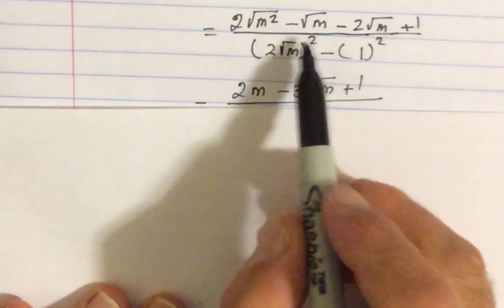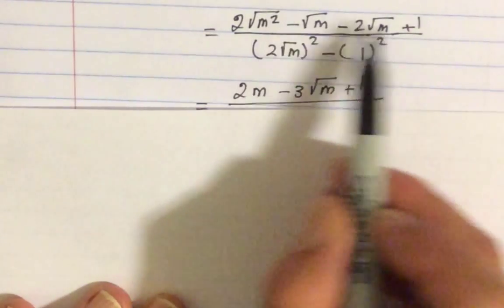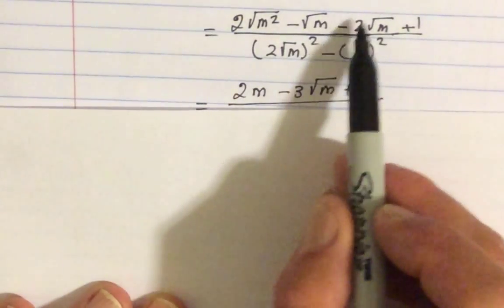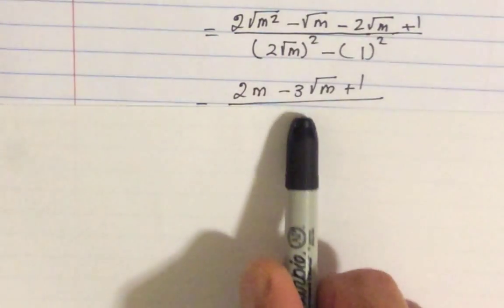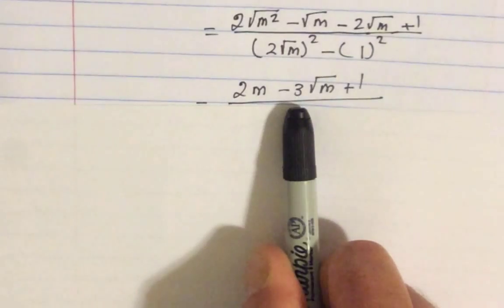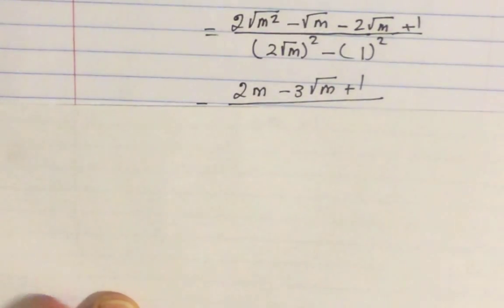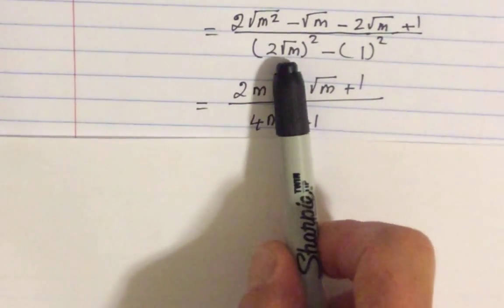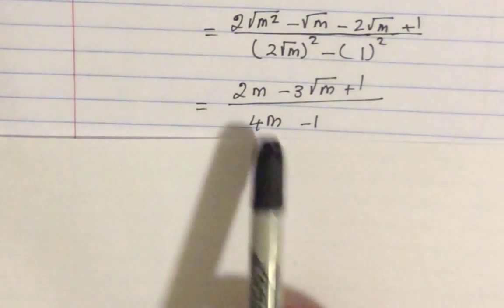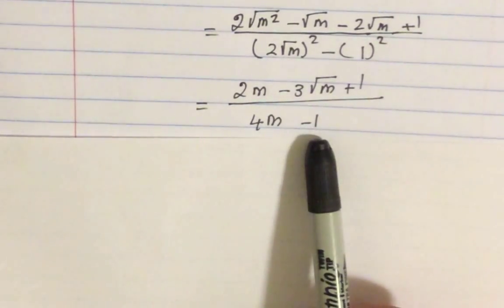These two are alike. Negative square root of m and negative 2 square root of m. They have the same radical. So you lost 1, then you lost 2, so actually you lost 3 of them. So you can combine these into one term, negative 3 square root of m. Then you bring down the plus 1. Now I need to square that. 2 times 2 is 4. Square root of m times another square root of m is regular m. Minus 1 squared is 1.